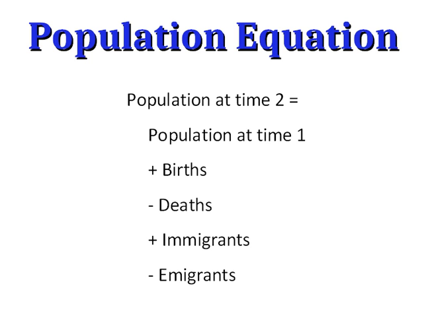This is an equation representing how populations change over time. So the population at time 2, which would be 2114 in the example we just thought about, would be equal to the population at time 1, our starting population in 2014, plus everyone who was born in that time frame, minus anyone who died, plus the immigrants, people who moved into the country from somewhere outside, minus the emigrants, people who moved from the United States out to some other country.